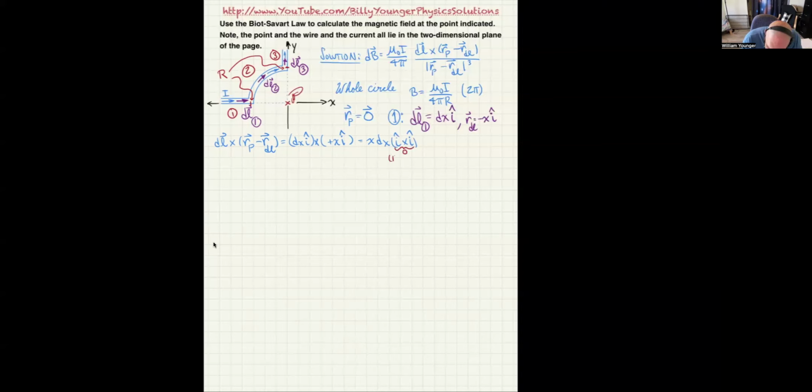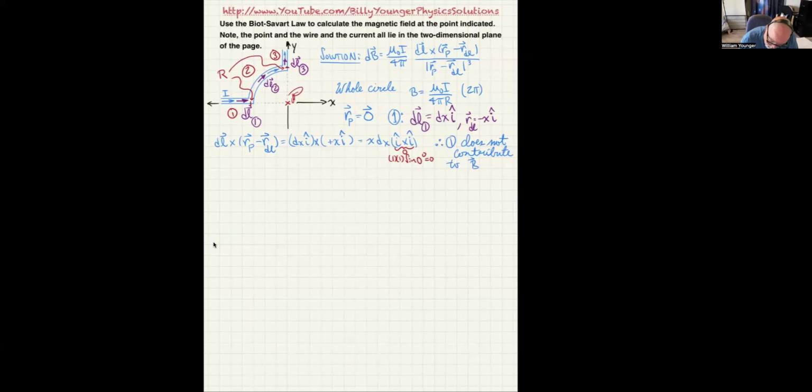And that's because, again, A cross B has a magnitude of A times the magnitude of B times the sine of the angle between them. These two are obviously parallel, so the angle between them is actually 0 degrees. And that, of course, is 0. So we can see already that part 1 does not contribute to the magnetic field B.